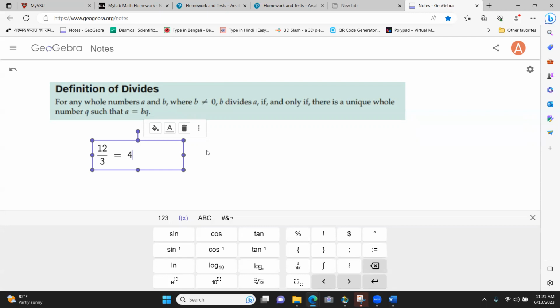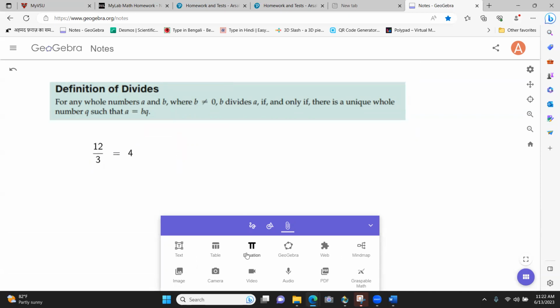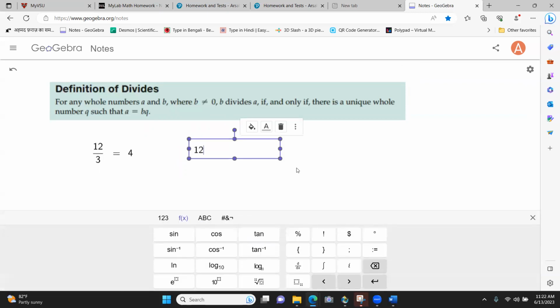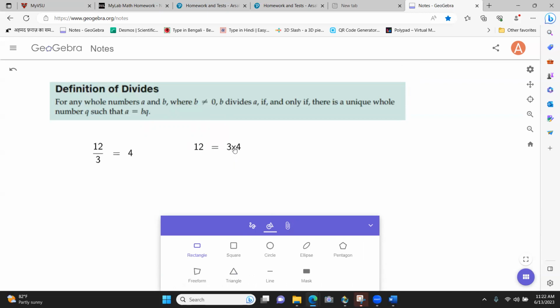This little strip of text that you see on top is taken from your book, 4.1. It reads, for any whole numbers A and B, if B is not 0, B divides A if and only if there is a unique whole number Q such that A is BQ. So here is one example, and it's a fancy way of saying this, guys. 12 is equal to 3 times 4, okay? We say 3 divides 12 if you can find a whole number, which is 4 in this case. It sounds a little convoluted. I do understand that, okay?